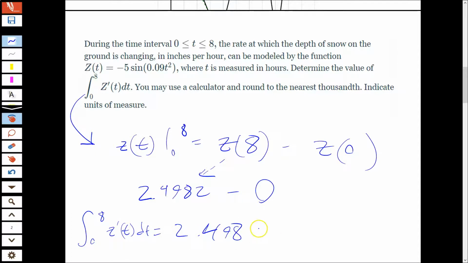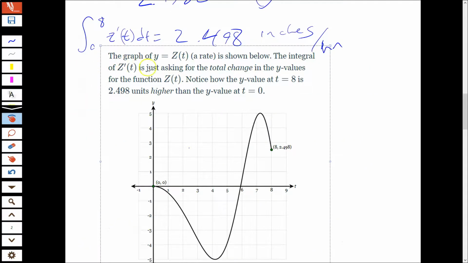We'll round to 3 decimal places now. And these are values of the original function, so this is going to be inches per hour. And why will we do this? Well, here it's useful to look at the interpretation. So here's the graph, and here's our integral. So notice we went from 0 to 2.498.